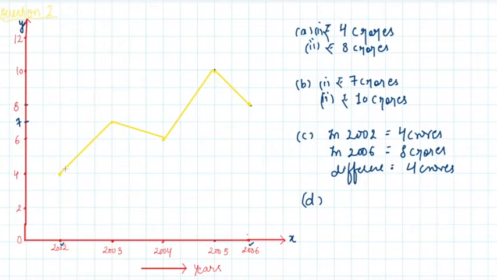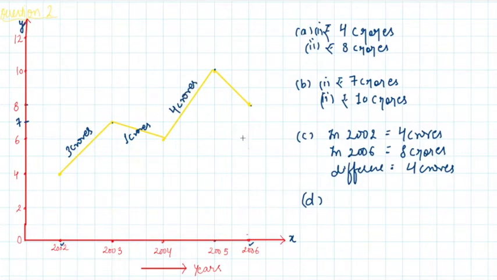Now if I see 2002 and 2003. 2003 the sale was 7 crores and here it is 4 crores. So the difference is how much? 3 crores. Right? Now if I see 2003 and 2004, the difference will be how much? This is 7 crore and this is 6 crores. So the difference comes here 1 crore. Now if I go on 2004 and 2005, this is 10 crores here and this is 6 crores here. So the difference will be 4 crores here.